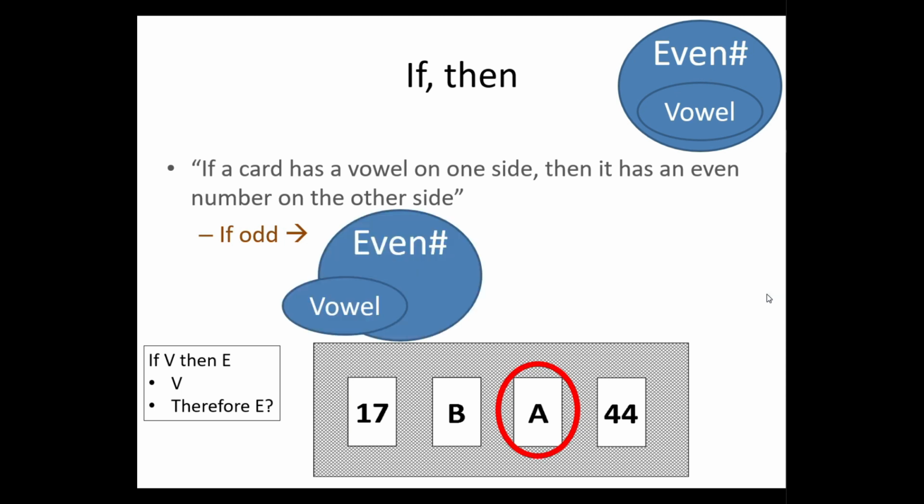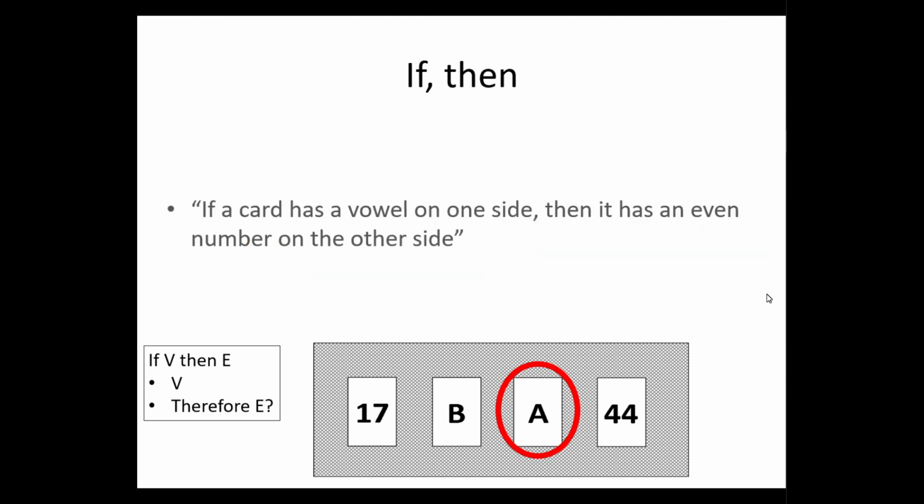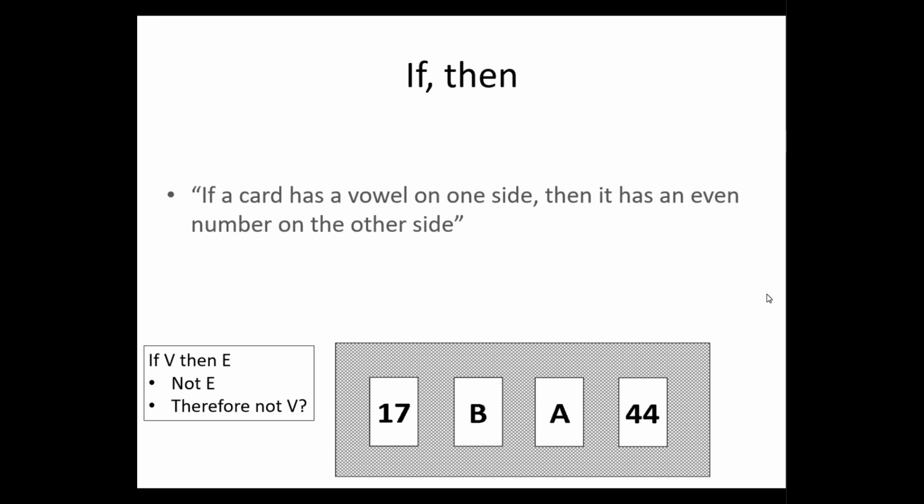We could be dealing with a partial affirmative type of situation here, where some vowels are on a card with an even number, or maybe no vowels are on cards with even numbers. Regardless, if we flip the A and it has an odd number on the other side, the if-then rule has been broken and falsified. But that one was rather obvious.